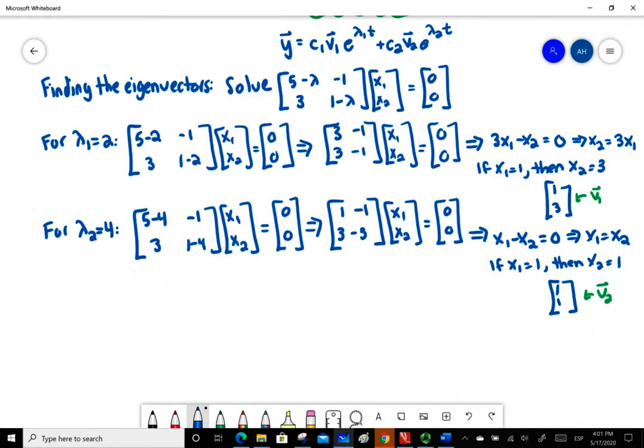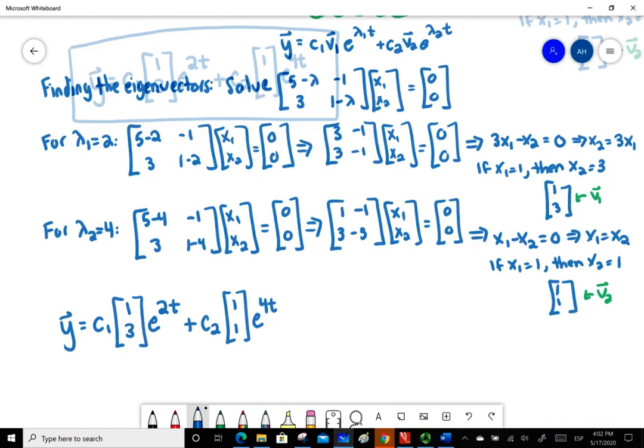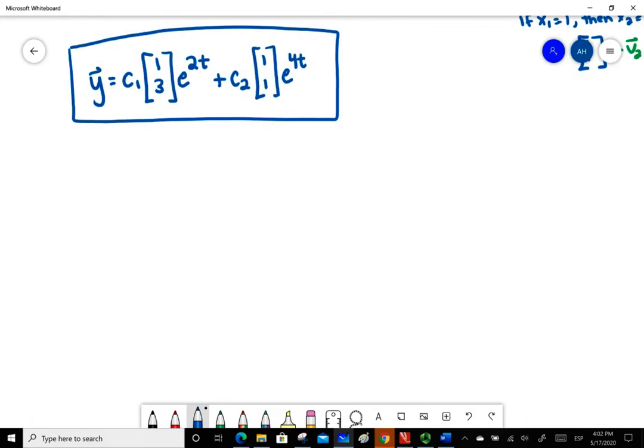Putting our eigenvalues and eigenvectors into the form of the general solution, we get that y is c1 times v1, the vector [1, 3], times e^(λ1 t), so e^(2t), plus c2 times v2, so the vector [1, 1], times e^(λ2 t), so e^(4t). This is a perfectly good answer, but if we want to write the general solution as two separate functions instead of in vector form, we can by saying that [y1, y2] is c1 [1, 3] e^(2t) + c2 [1, 1] e^(4t).